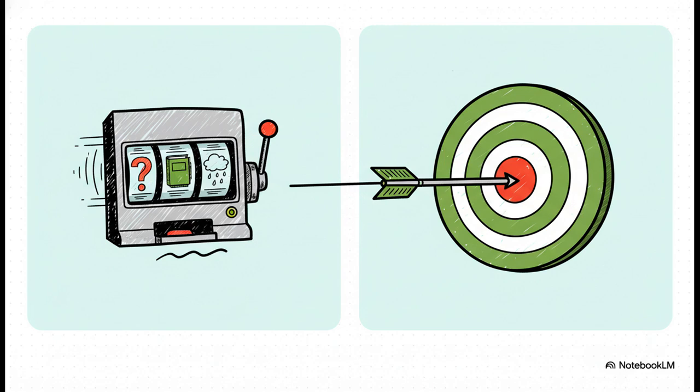On the left, that vague little prompt is a total gamble. You're just pulling a slot machine lever and hoping for a win. But on the right, applying CLEAR turns it into a masterpiece of precision. We've got the context, the learner, the end goal, the activity, and the tone. All the guesswork is gone. You know exactly what you're going to get back.